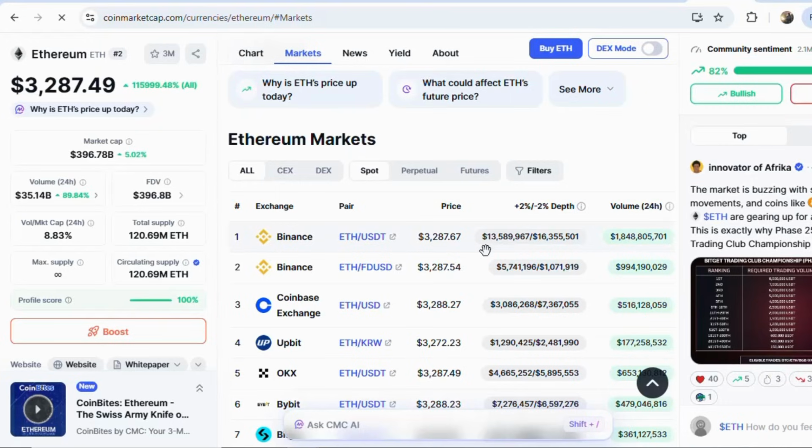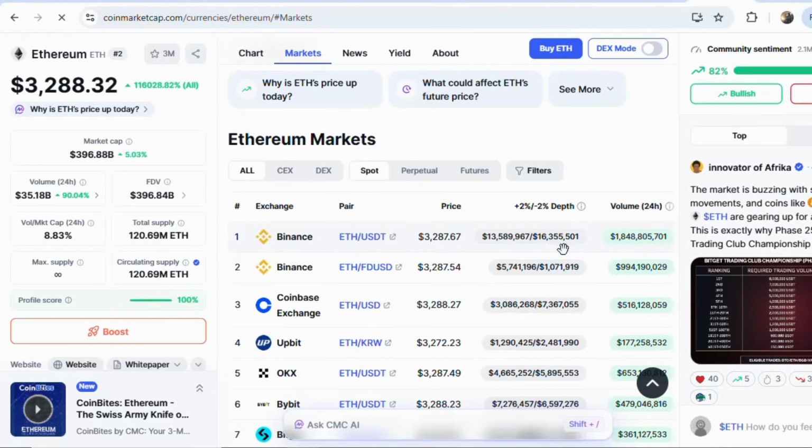So for example, you can see on the plus 2% side, this is Binance for example, a lot of people have put in $13.5 million to buy Ethereum when Ethereum increases 2% above the current price. So basically there is $13.5 million waiting to buy Ethereum. And on the other hand, a lot of people want to sell Ethereum worth $16.3 million.